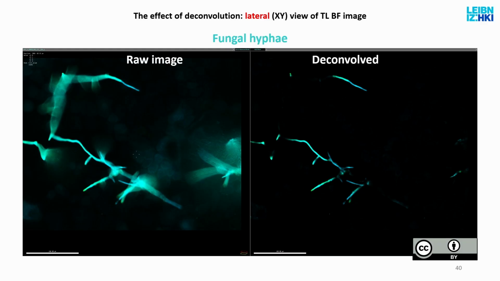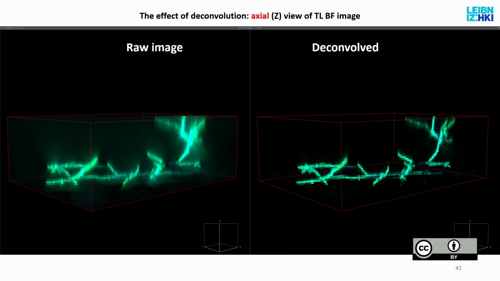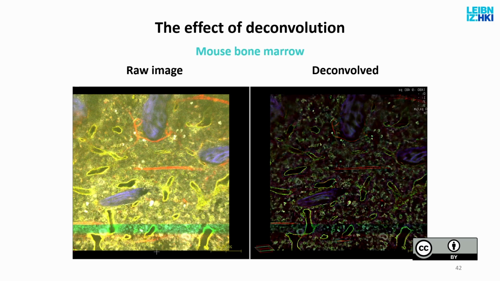So this is the very, very first part of image analysis. This is now the axial view. This is the first step that we usually start with. This is bone marrow before and after deconvolution.